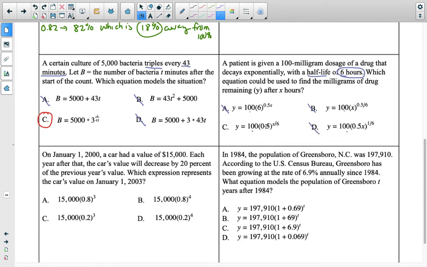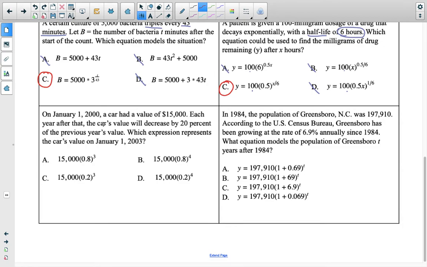So 100 times a half, and we raise it to any amount of hours divided by 6, because we want to know how many times 6 happens in any amount of hours we want. This is the only one that fits.